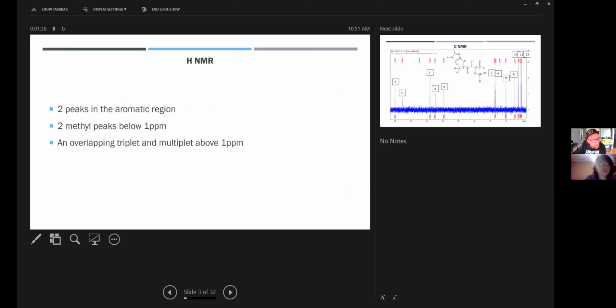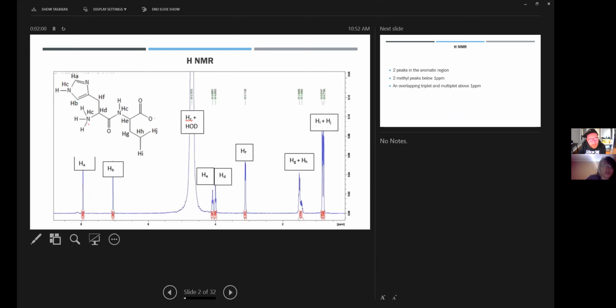That HNMR really told us a couple of big things. We saw some peaks in the aromatic region. We saw 2 methyl peaks below 1 ppm, and then we saw the overlapping triplet and multiplet above 1 ppm. And again, those can be seen here, all of those points. So that was a huge point for us.